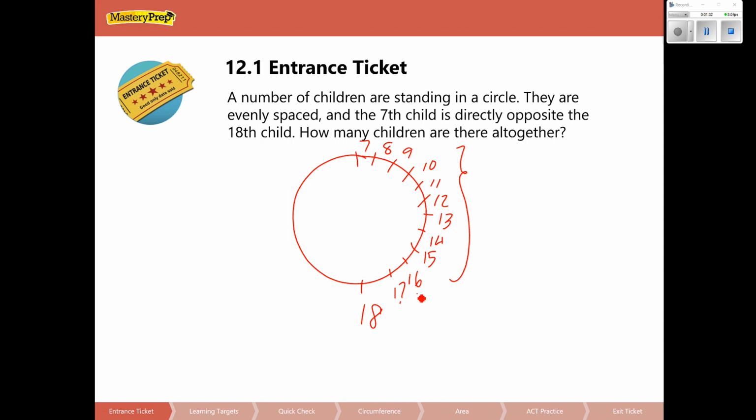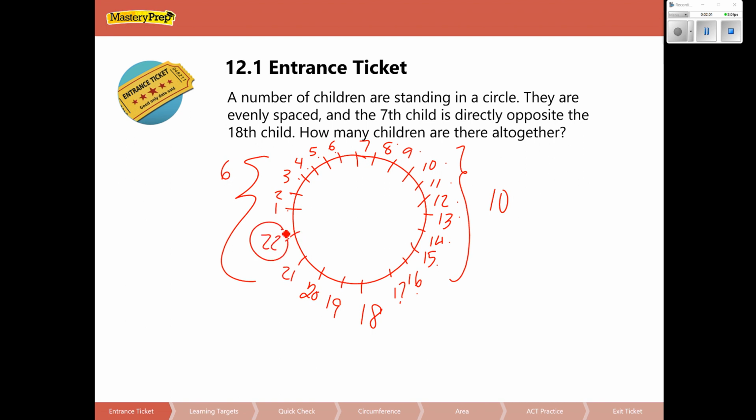We have 1, 2, 3, 4, 5, 6, 7, 8, 9, 10. So there's 10 over here. So we have 6, 5, 4, 3, 2, 1. So we have 1, 2, 3, 4, 5, 6. So we also need 1, 2, 3, 4. So the number of children in the circle is 22.